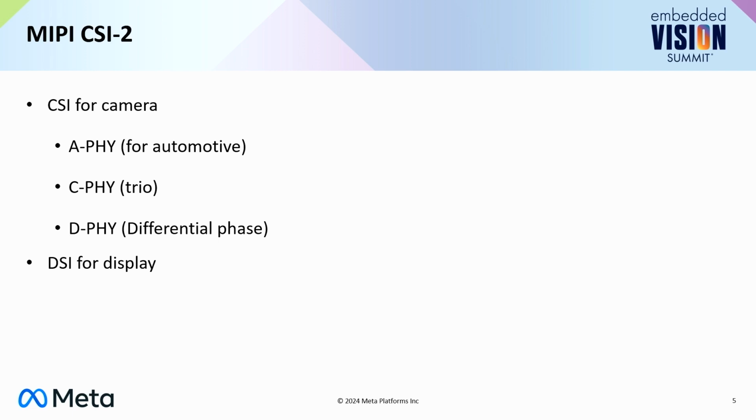So as part of MIPI, the latest standard from the MIPI Alliance is MIPI CSI-2, and CSI stands for Camera Serial Interface. It's used mostly for camera use cases. There are multiple protocols based on CSI: APHY, CPHY, DPHY. APHY is mostly used for automotive use cases.